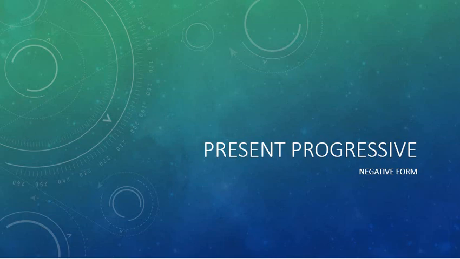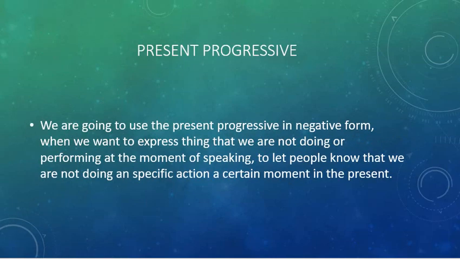Sería la contraparte. So we are going to continue and we are going to move on to the second slide. In this case, let me tell you that we are going to use the present progressive in negative form when we want to express things that we are not doing or performing at the moment of speaking, to let people know we are not doing a specific action at certain moment in the present.